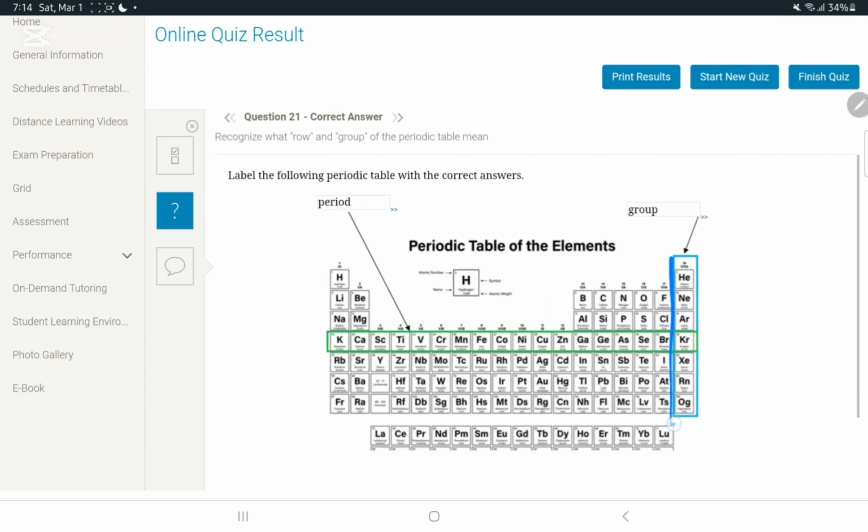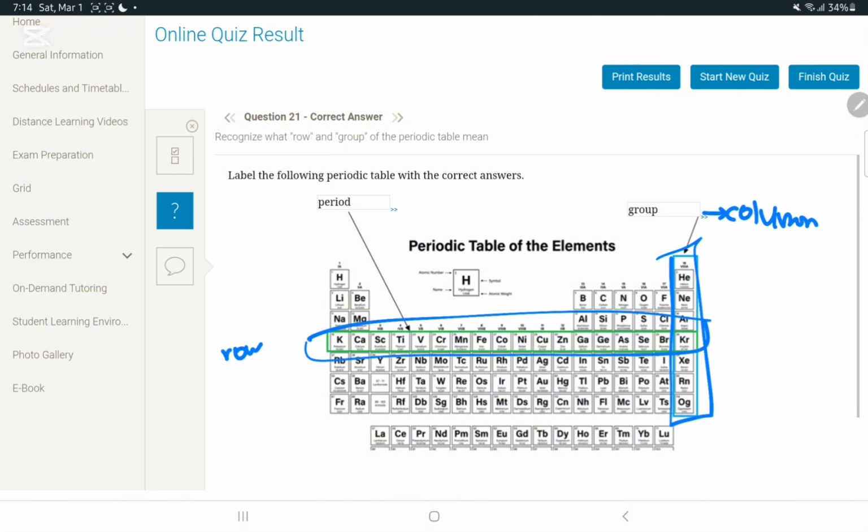This is a group. We said a group is a column, and a period is a row. So basically, according to the previous question, the atomic number will increase as we go along the row, or the period, from left to right.